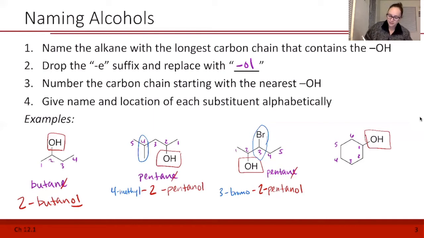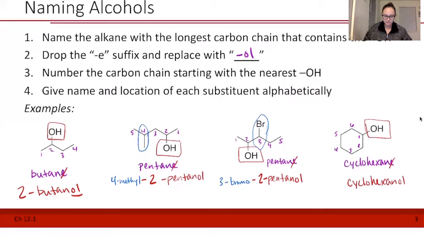So the name of this molecule, if we didn't have the alcohol on it, would be cyclohexane. But since we do have the alcohol on it, we're going to drop that E, and the name is then cyclohexanol. Since there is only one substituent, we do not need to say where it is. But normally you would need to say that it's at the 1 position if there's another substituent.